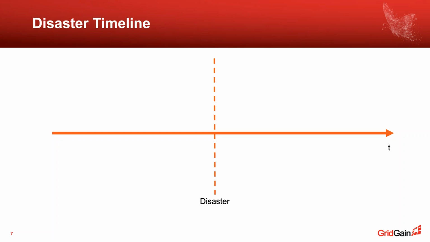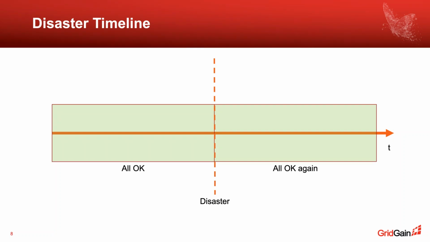So let's talk about how a disaster happens. This is our timeline, and in the middle, something disastrous has happened. Ideally, our service timeline would be something like this. Everything was okay before the disaster, everything is okay after the disaster. We just didn't really see it. Our users were not impacted by it. In real life, obviously, this is not always true.